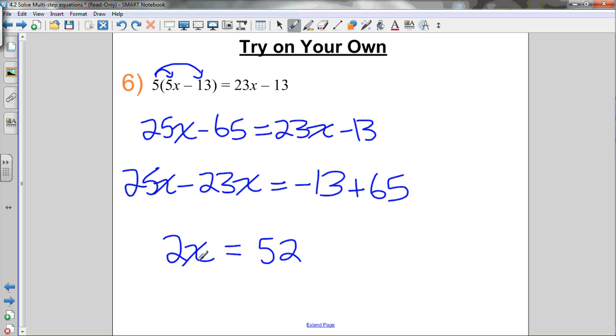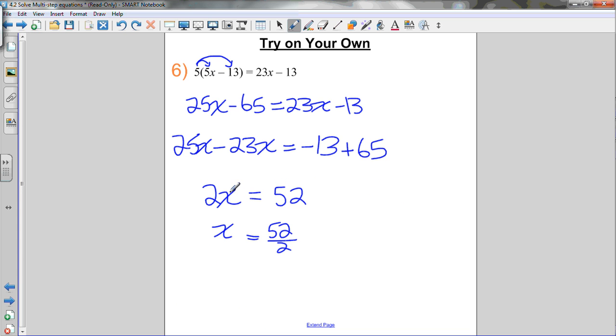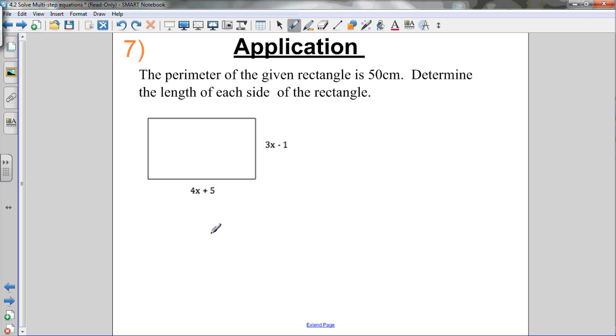Now I want to get the variable all by itself. To get the variable by itself, I must move this 2 to the other side. So to move that 2 to the other side, I'm going to have to divide by 2. Because on the left side, I had 2 times x. The opposite of multiplying x by 2 is dividing by 2. So to bring that 2 to the other side, I had to divide by 2. 52 divided by 2 gives me 26. So x equals 26 is the solution to this equation. 26 is the value of x that makes the left side of this equation equal the right side of this equation. And don't forget, you can plug it back in and check and make sure that's true.